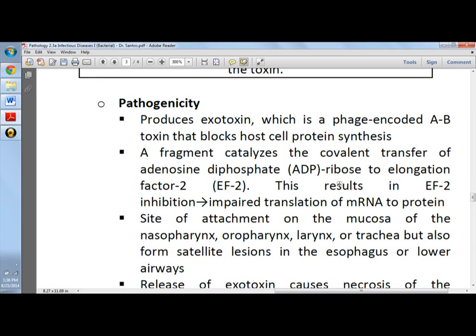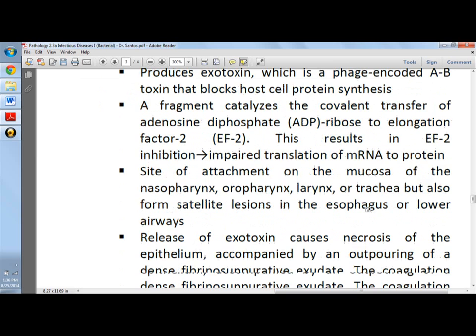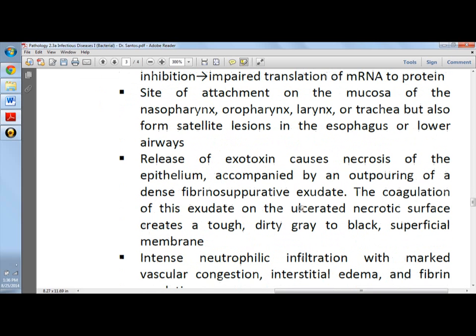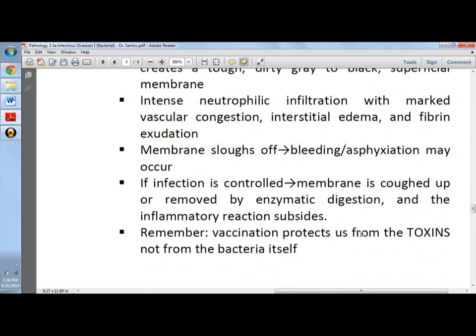Pathogenicity: they produce a toxin, which is phage-encoded, like an AB toxin, and very characteristic would be the satellite lesions in the esophagus or lower airways. There will be release of exotoxin causing necrosis of the epithelium, and then intense neutrophilic infiltration with marked vascular congestion, interstitial edema, and fibrin.